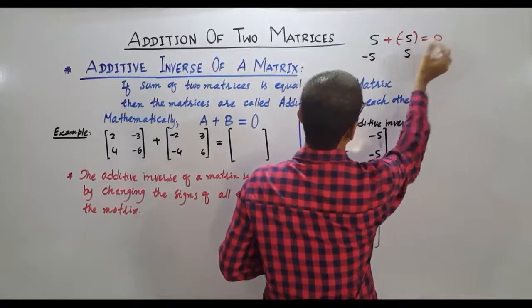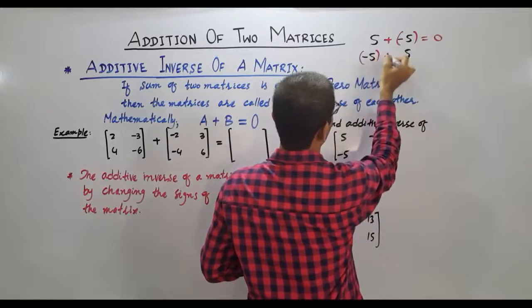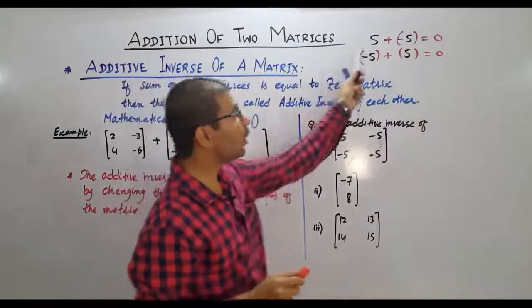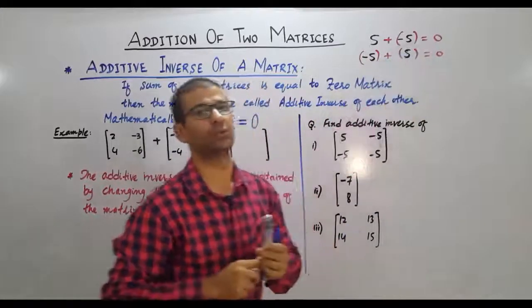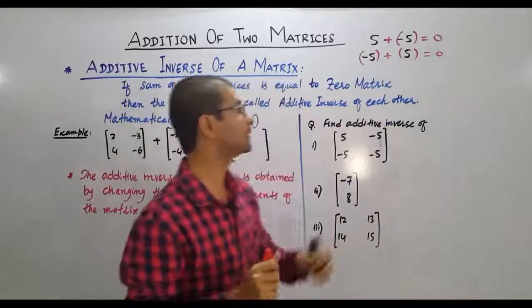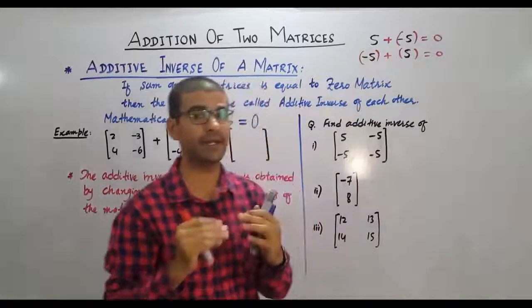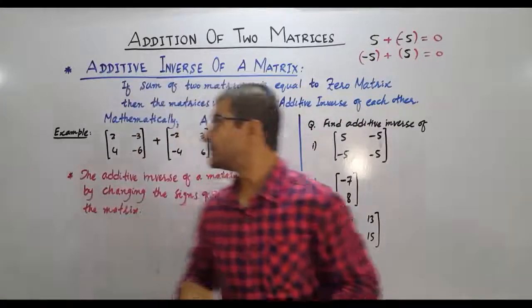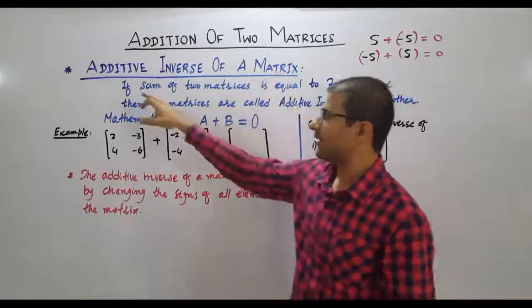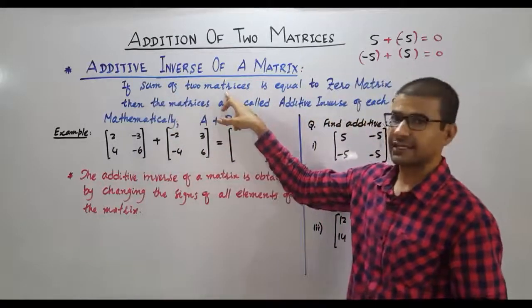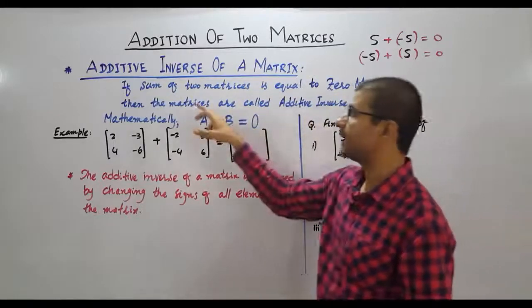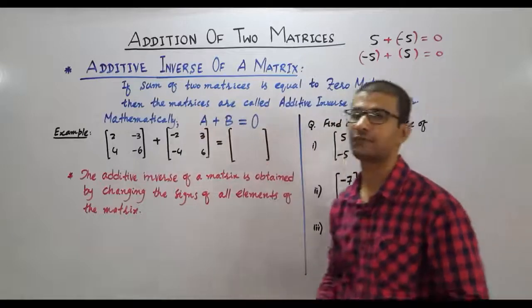If we add them, you will get 0. If the sum of two numbers is equal to 0, if we add two numbers and we get 0, then these two numbers are called additive inverse of each other. The same definition applies in matrices. If the sum of two matrices is equal to the null matrix, the 0 matrix, then the matrices are called additive inverse of each other.